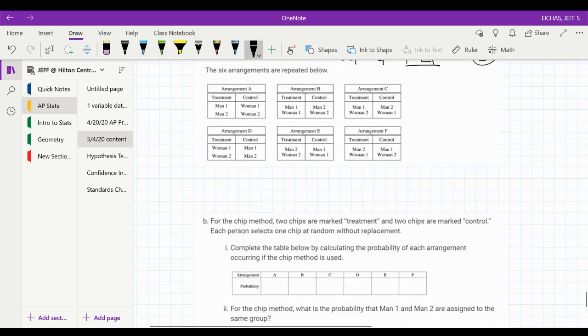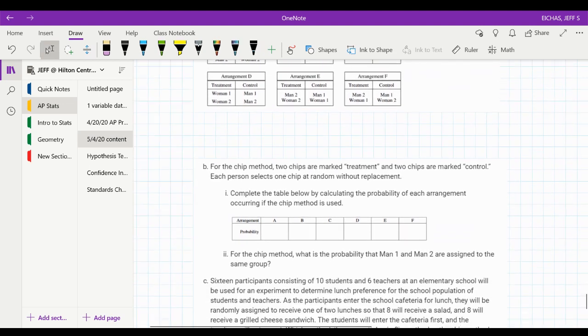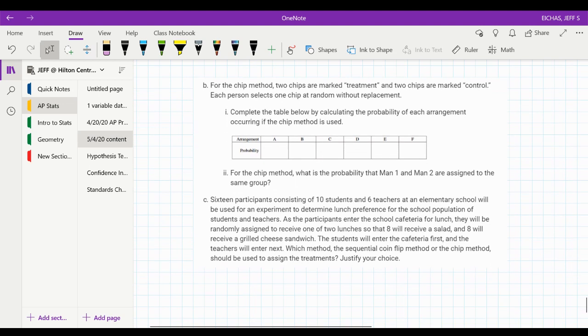Depends on how they break that question down. Okay, so the same 6 arrangements could happen for part B with a chip method. Now this one is everybody pulls a chip basically out of a hat. To break it down more in depth, there are four people to choose from. Choose 2 of them. So it's 4 choose 2. If you know combinatorics, 4 choose 2 is 6. So there should be 6 outcomes, but in this case they're equal.